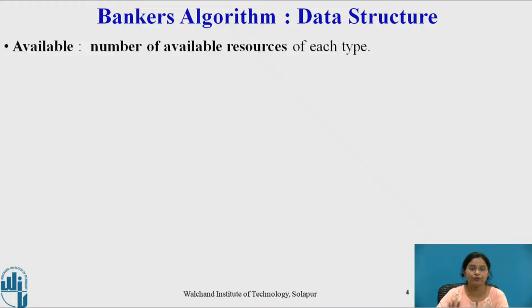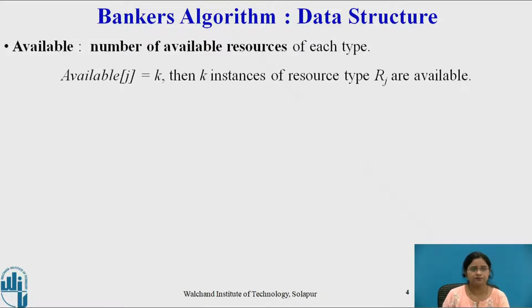Suppose you have 4 types of resources. Then how many instances are there for that resource? That is nothing but the available. So available[j] equal to k means k instances of resource type Rj are available. Suppose your resource is pen drive and there are 5 instances of pen drive, then available[j], meaning pen drive, equals 5, so k means 5. So 5 instances of resource type pen drive are available.